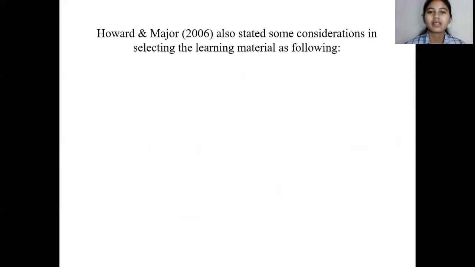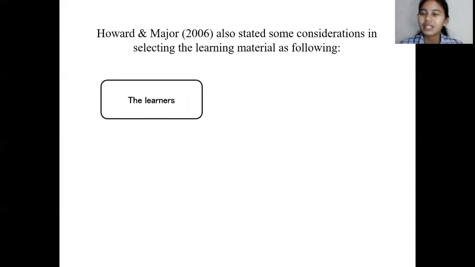Howard and Major in 2006 also state some considerations in selecting the learning material. The first one, of course, is the learners. The learners become the most important part here, because they are the people who receive the material from the teacher. So the teacher needs to do a needs analysis, as I said before, so the teacher will know what is needed by the learners during the learning process.